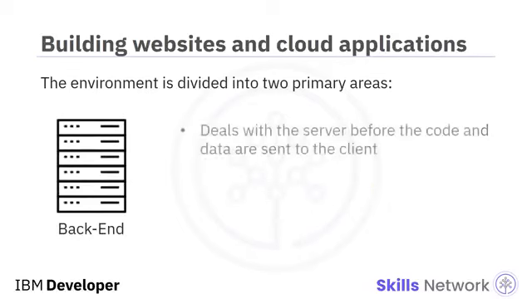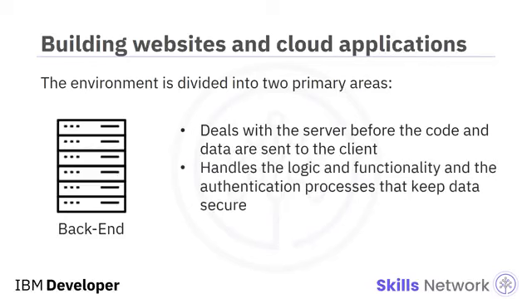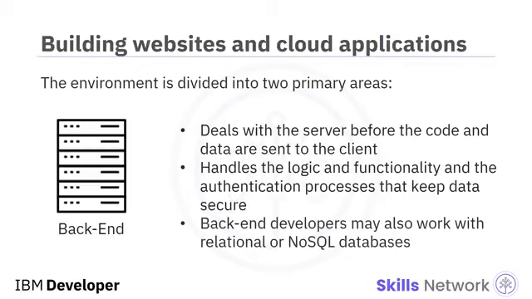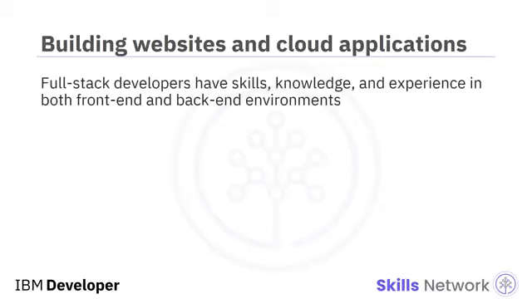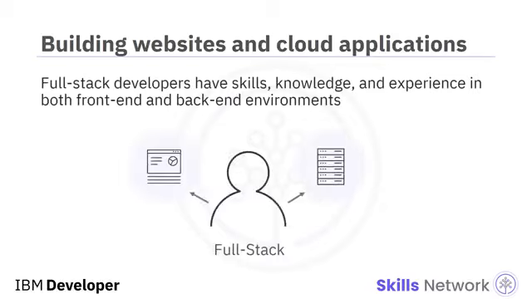The back end deals with everything that happens on the server before the code and data are sent to the client. The back-end coding usually handles the logic and functionality that make the website or app work, and the authentication processes that keep data secure. Back-end developers may also work with relational or NoSQL databases, even collaborating with database administrators in bigger projects. Full-stack developers have skills, knowledge, and experience in both front-end and back-end environments.